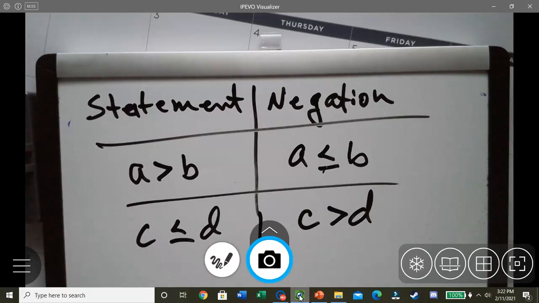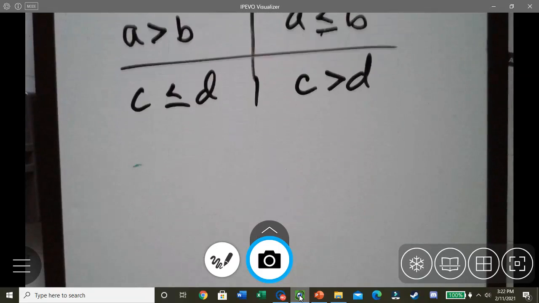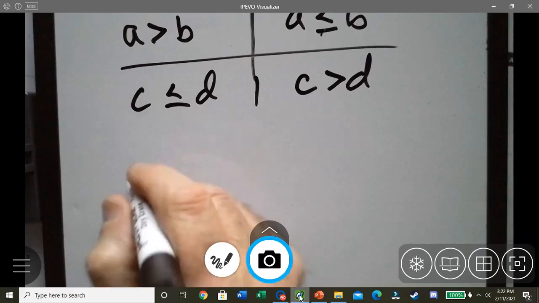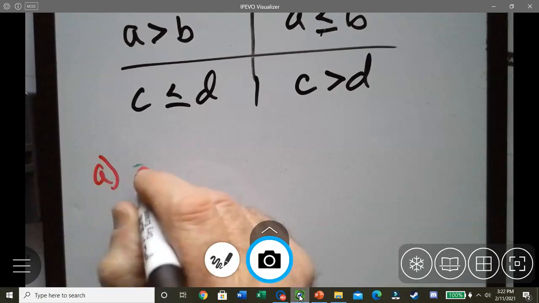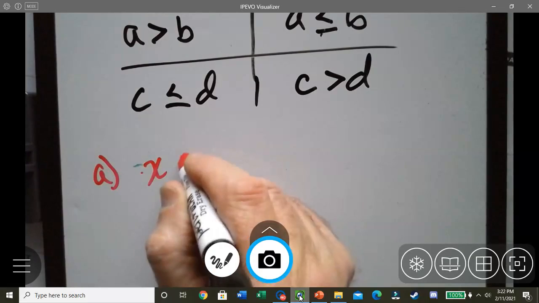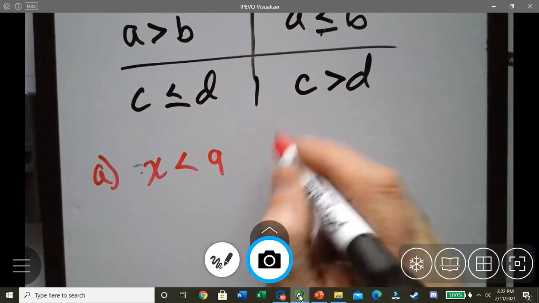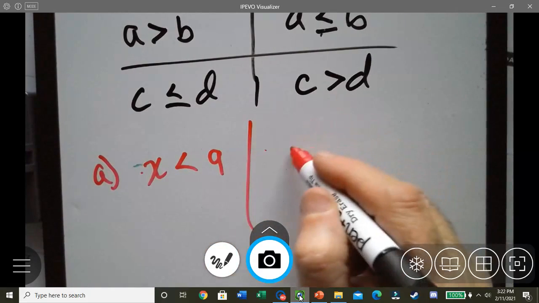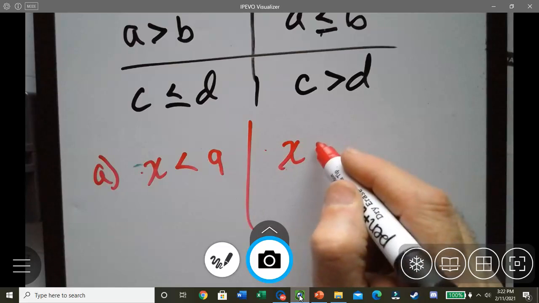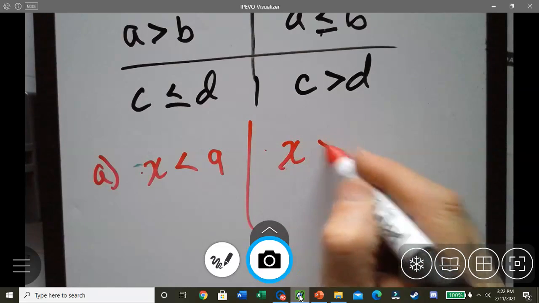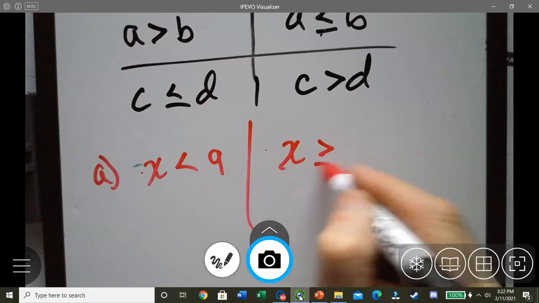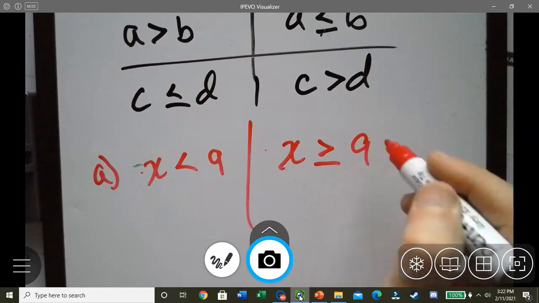Okay, so if we were to look at the problem x is less than 9, the negation would be x is what? You should have said greater than or equal to 9.